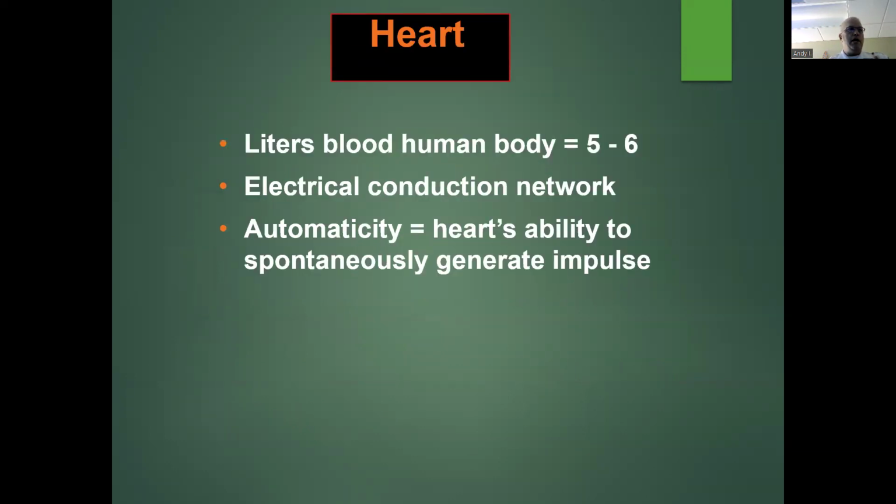All right, so in the human body, if you really think about it, there are 5 to 6 liters of blood. There's really not that much. If you have somebody that's heavily bleeding, they will bleed that out very quickly. The heart has its own electrical conduction network and the ability for automaticity, so it can generate its own pulse.